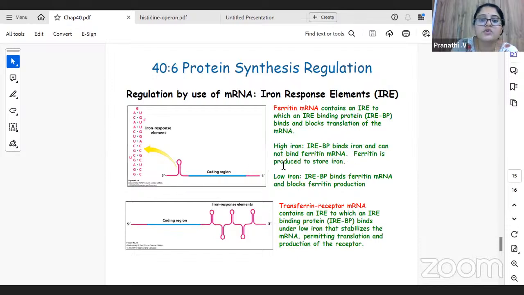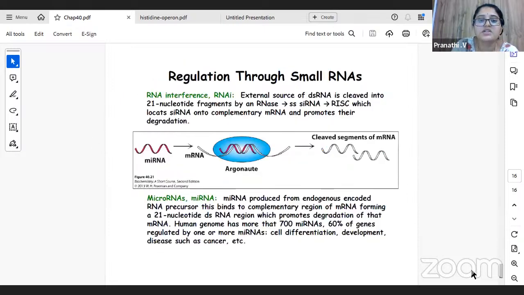So ferritin is used to store iron. Whenever there is low iron, IRE-BP binds to the ferritin mRNA and blocks ferritin production. Regulation through small RNA is also there.